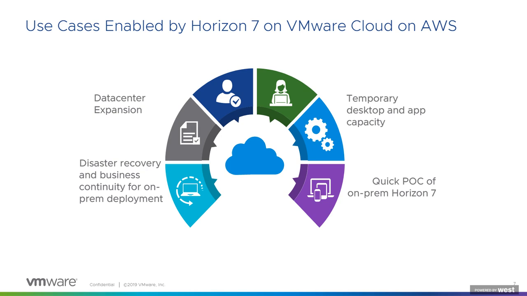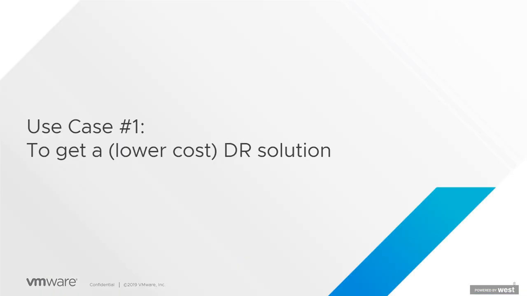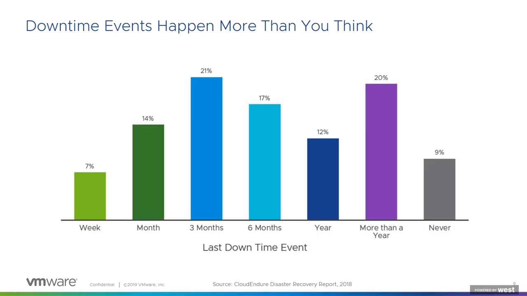Now, I'll touch upon in a little bit more detail the data center expansion and disaster recovery use cases, just because these are the two biggest use cases, and there's been a lot of demand. So I think it's worth talking more about. The first use case is around a DR solution, right? Of course, it's not just getting any DR, but it's getting a lower cost DR solution. I think a lot of VDI customers really want to have a DR solution for their on-prem Horizon 7 VDI deployment. But the problem is that a DR solution is actually very expensive. And so let's talk about how Horizon 7 on VMC can make that cheaper.